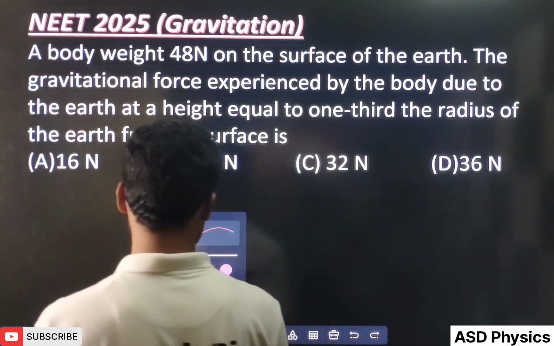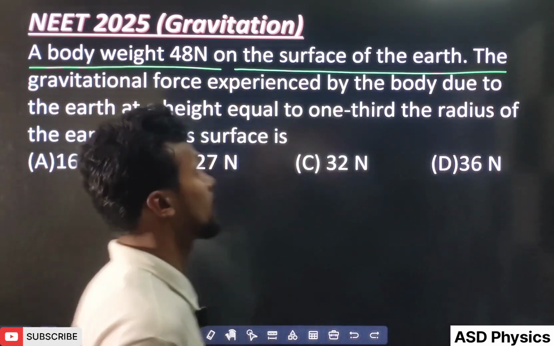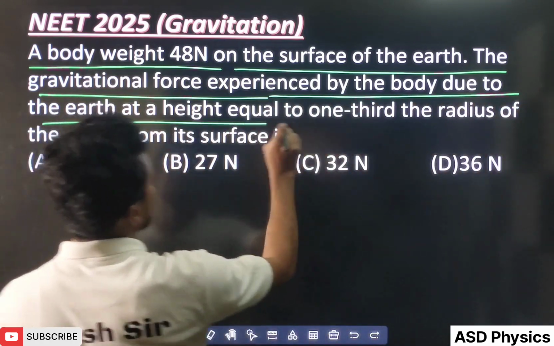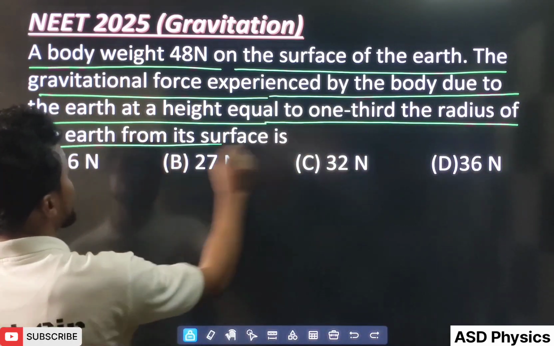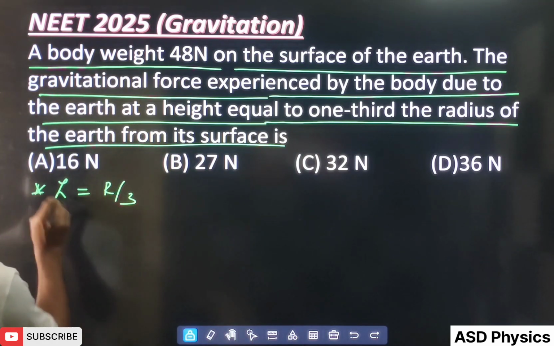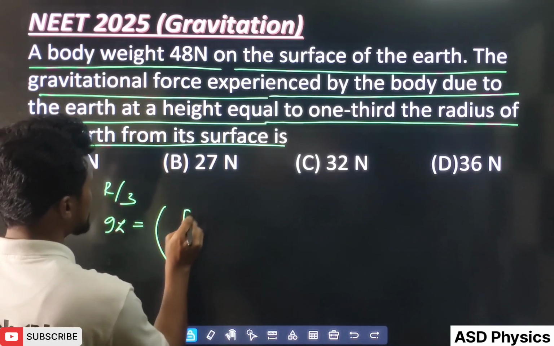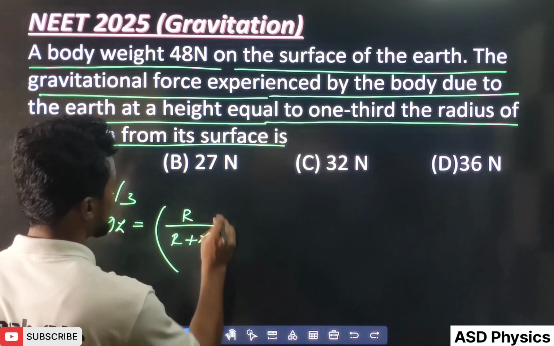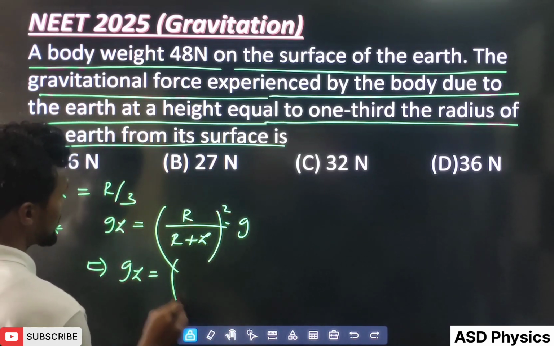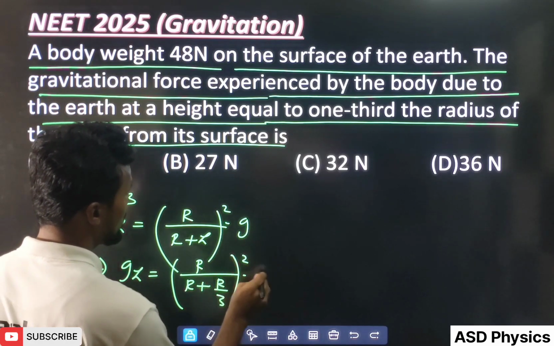Okay, see, this is the question here, students. A body weighs 40 Newton on the surface of the earth. The gravitational force experienced by the body due to the earth at a height equal to 1/3 of the radius of the earth. So height is given here R by 3. And you know the formula gh equal to R by R plus h whole square into g. So gh equals R by (R plus R by 3) whole square into g.